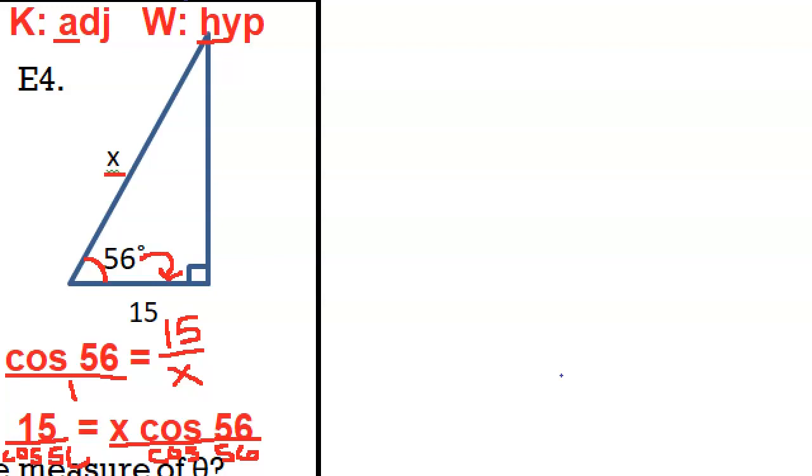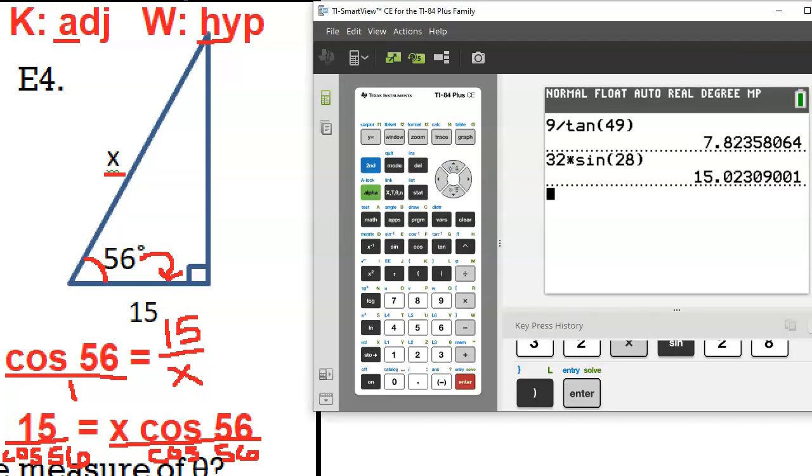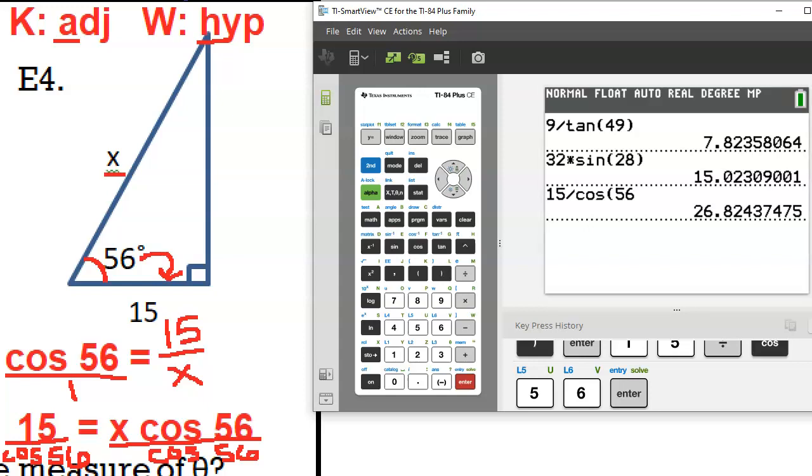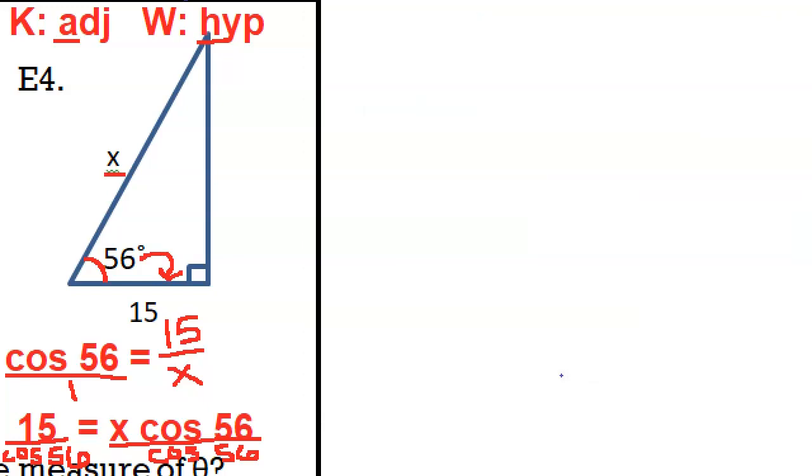Now again, I brought this up in the previous video. You talk about guessing. The hypotenuse here looks like about twice as big as the adjacent side. Maybe not quite, but almost. So I'm going to say maybe a little less than 30. I don't know. We'll find out. 15 divided by the cosine of 56 is, all right, that's not bad, 26.82, so about 27. So my guess was not too bad.